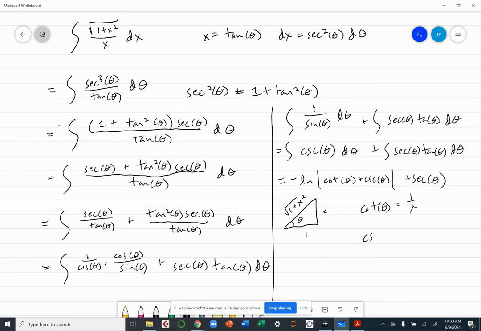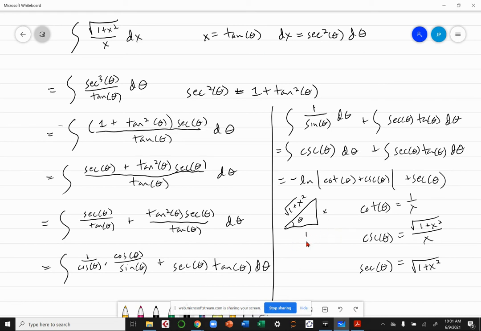Cosecant of theta is square root of 1 plus x squared over x. I'm sorry, square root of what I wrote, not what I said. And then secant of theta is just square root of 1 plus x squared. All right. Because, why? Because x was tangent of theta. So tangent is opposite over adjacent.